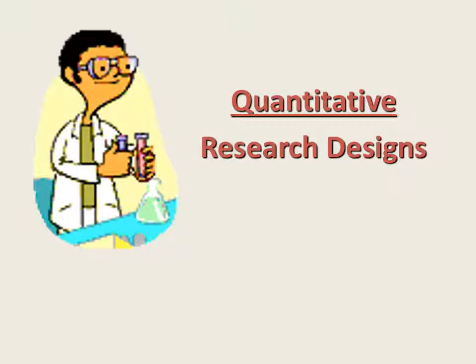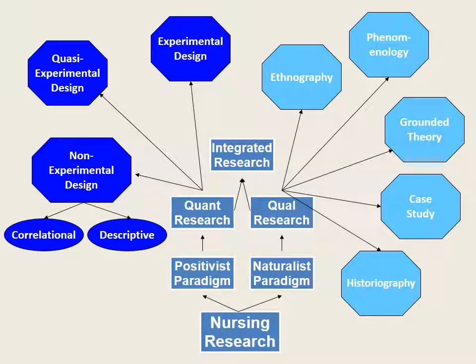Hello, today we will be talking about quantitative research designs. This mind map basically breaks it down from the quantitative side with the positivist paradigm and the naturalist paradigm with the qualitative design on the other side. And so we'll talk today about experimental with true experimental design, what makes quasi-experimental design different from true experimental. Then we'll talk about non-experimental designs in quantitative research with correlational and descriptive design.